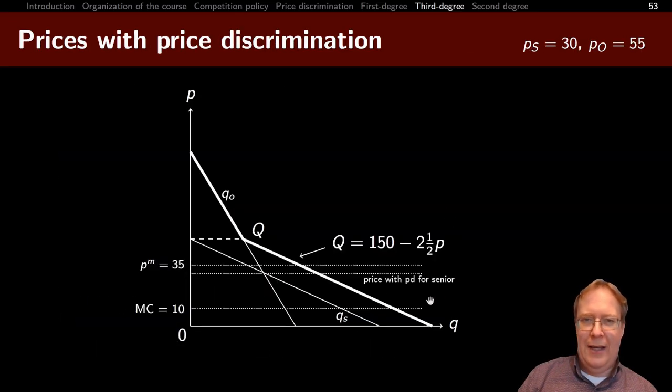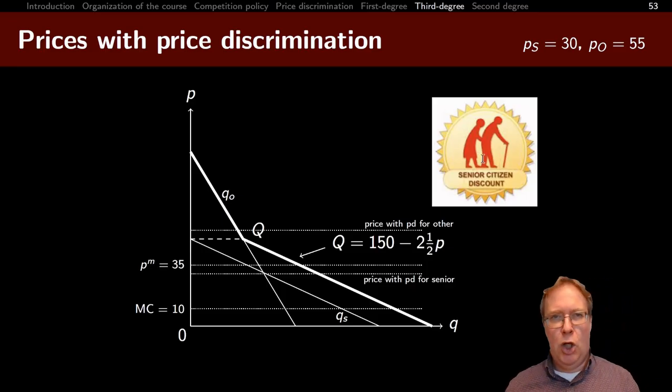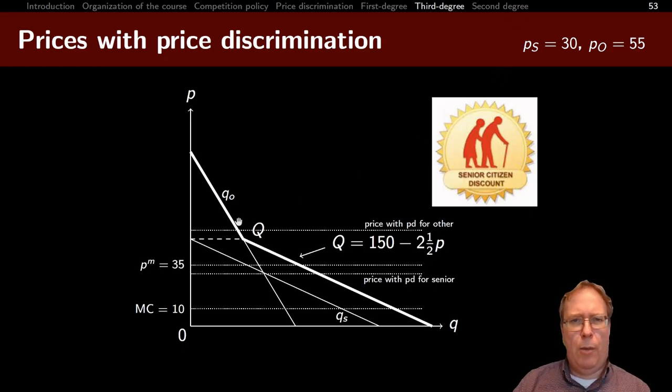Look at the graph again. So this is the price with price discrimination for the senior citizens. This is for the other citizens. So what I get in this case is a senior citizen discount. So why do I get that? So the reason that senior citizens pay a lower price is not necessarily because of the goodness of the bus company, but simply because it's profit maximizing to do so, right? At least in this case.